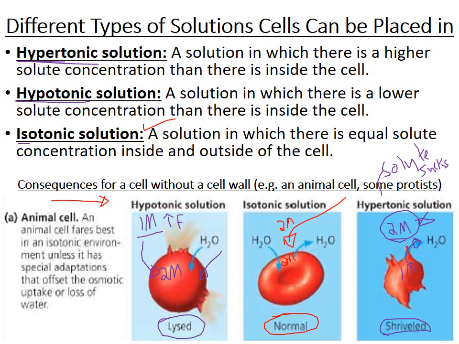Okay? So for an animal cell or a cell in general without a cell wall, so animal cells, some protists that don't have cell walls, the isotonic condition is the best. The hypotonic leads to lysing, and the hypertonic leads to getting shriveled up, which is not good.